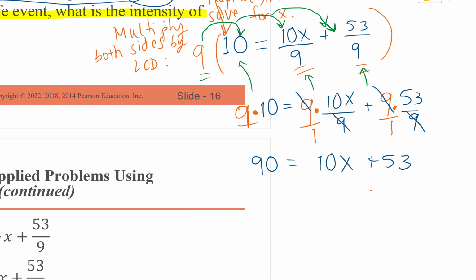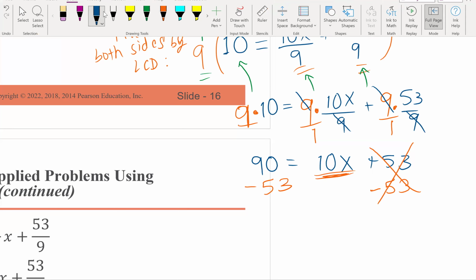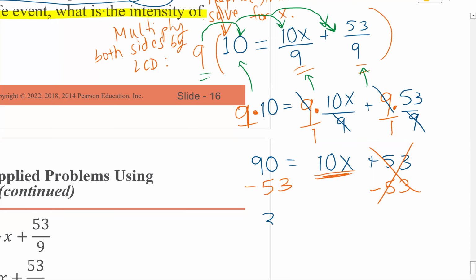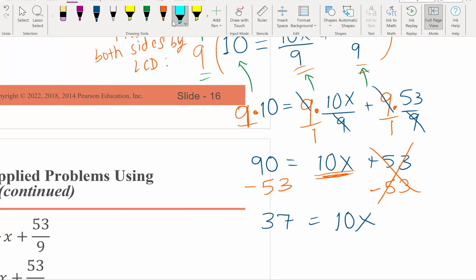It looks too nice. And this is another one where I always say I'm going to move everything to one side, or I always want to move the variables to the left, but there's only one variable. He's already on the right side, and he looks happy and comfortable over there. So it's easier to move that one constant term next to him to the other side. It was a positive 53, so I'm going to subtract it to get rid of it. 90 take away 53 is 37. Wait, is that true? I think so. Equals 10x. Last step to isolate x, I just need to divide both sides by 10.